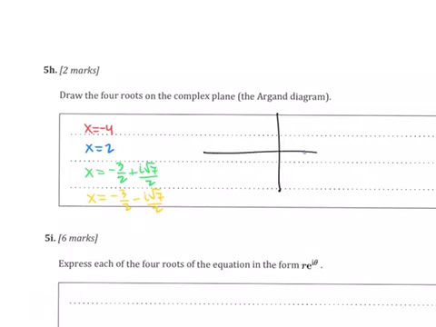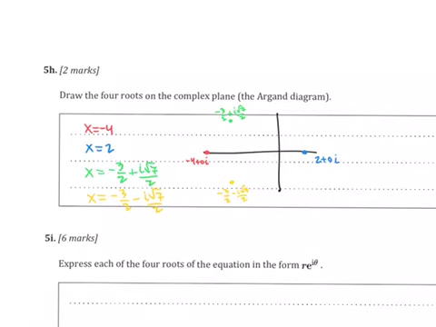Alright, here will be x equals 2. That'll be the point 2 plus 0i. This will be the point negative 4 plus 0i. This will approximately be the point negative 3 halves plus i root 7 over 2. Notice the imaginary component is positive, and then symmetrically speaking, the fourth root would be down here.